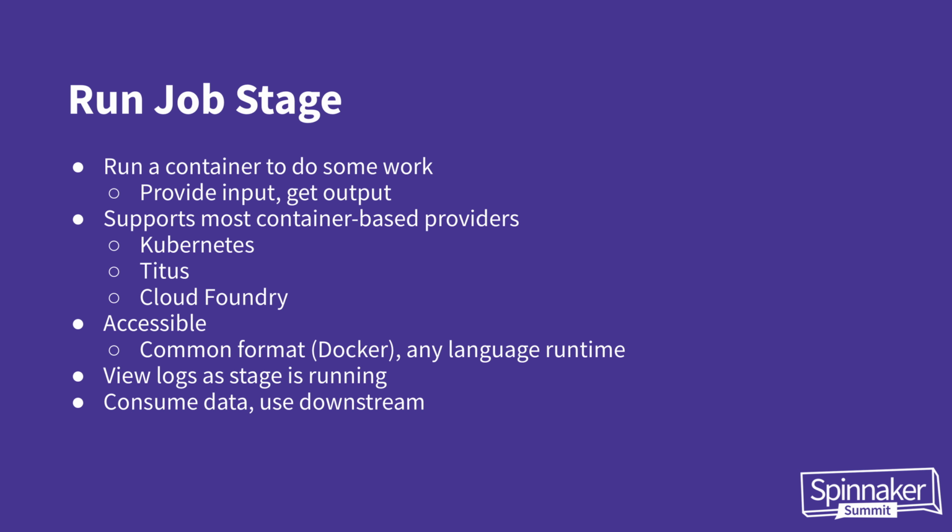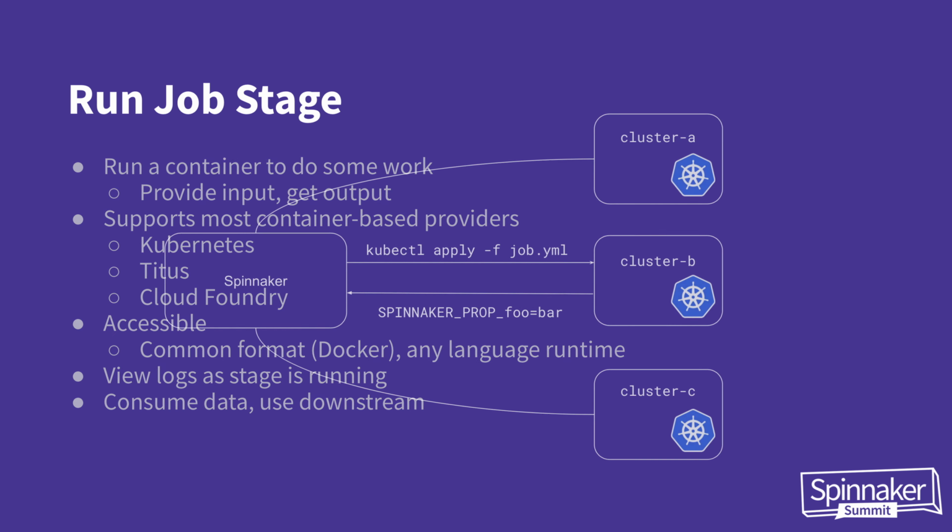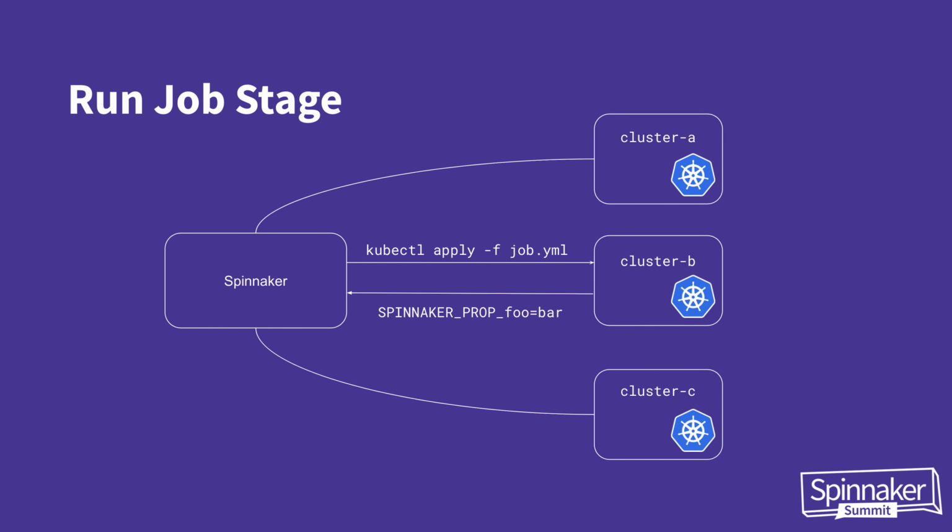Again, we want to be able to see state as it's happening. So one of the requirements that we had for this feature was being able to view the logs directly in the UI. So that's a feature that it has. You can also consume data. You can pass data in via command line arguments or environment variables, and then use that downstream. So this is roughly what it looks like. For Kubernetes, at least, it's different for Titus and Cloud Foundry, but you have clusters A, B, and C. You might run a Kubernetes job on the middle cluster, and it actually will echo back out Spinnaker properties that you can inject into your pipeline.